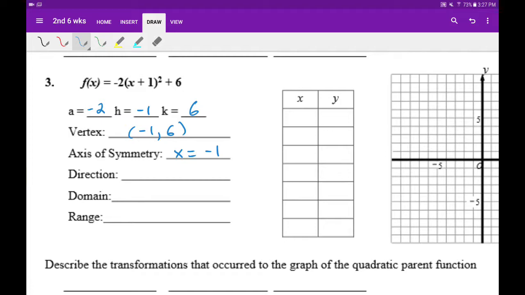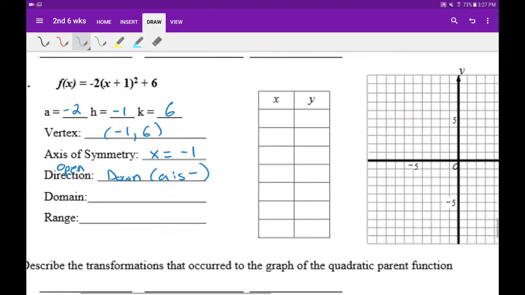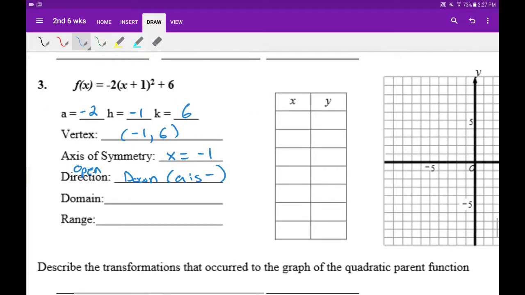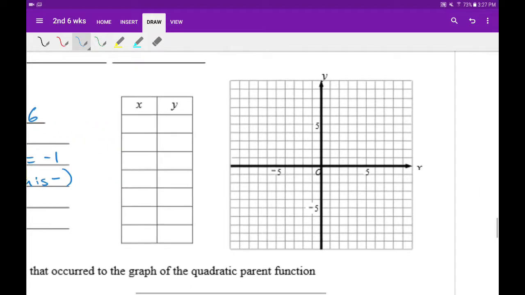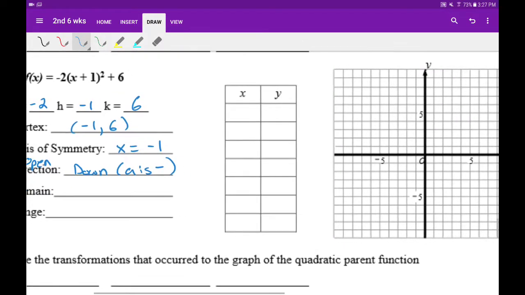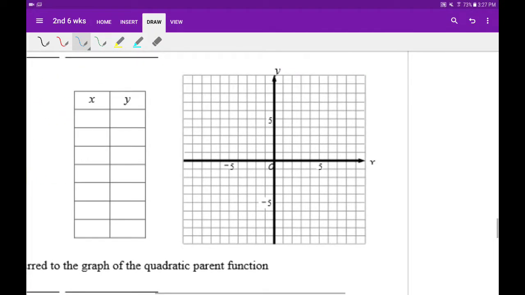Okay, now since A is negative, this is going to open downward, because A is a negative. All right, so because we have a -2 for A value, it's going to change our graphing here. So let's go ahead and look at those.